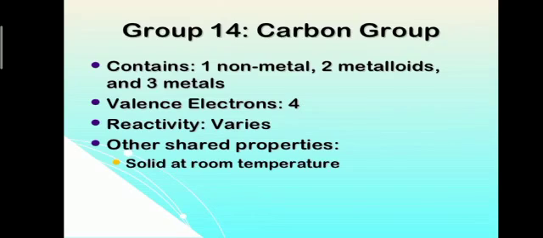The next one is the carbon family. The carbon family belongs to group 4. As you know, carbon has the capability to form 4 bonds, and there are 4 valence electrons in group 4. They contain one non-metal, 2 metalloids, and 3 metals. The valence electrons are 4. Reactivity may vary. Another shared property is that they are solid at room temperature, likewise the boron family. The elements are carbon, silicon, germanium, tin, lead, etc.